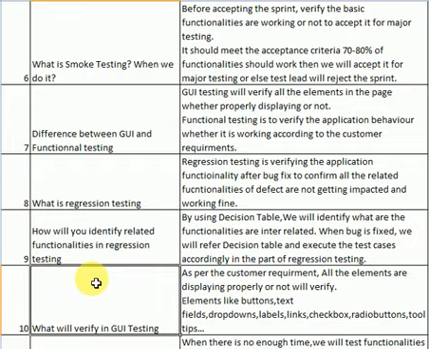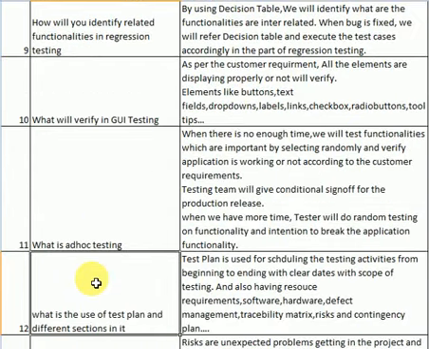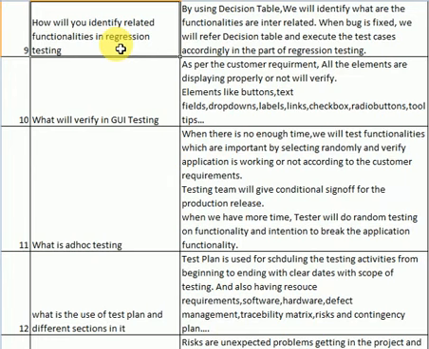Next, ninth one: how you will identify related functionalities in regression testing. Just now I covered this one. By using the decision table. By using the decision table, you can find all the functionalities. It is usually prepared by the test lead or who knows the entire functionality. They will prepare the decision table.